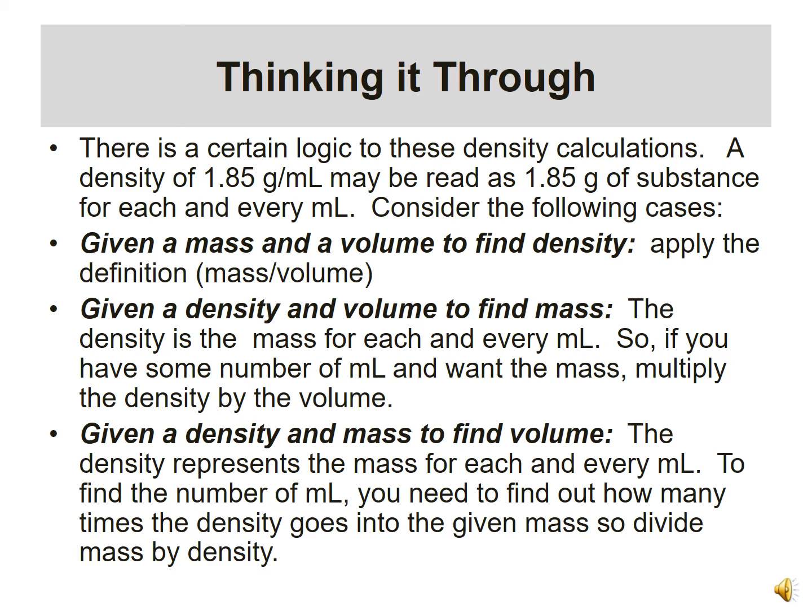So let's think about it for a minute, because some folks are very logical about this kind of thing, and they don't need stinking formulas and all sorts of things like that. And so let's say we're looking at a case up here. I have a density of 1.85 grams. My point here in the first line is when you see something like grams per milliliter, read that as for each and every milliliter. That means that the mass of 1 milliliter of this substance is 1.85 grams.